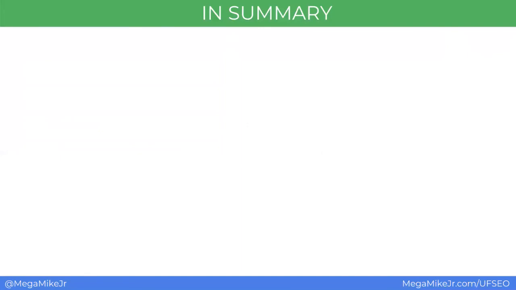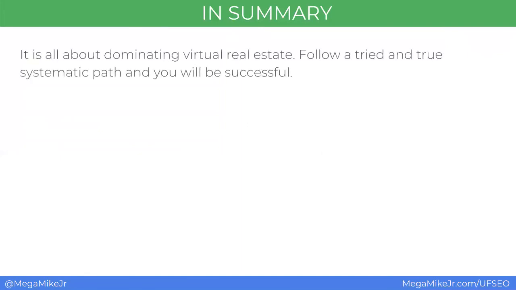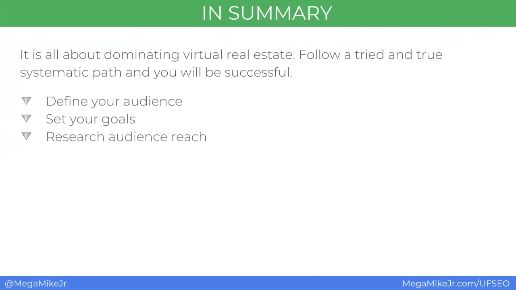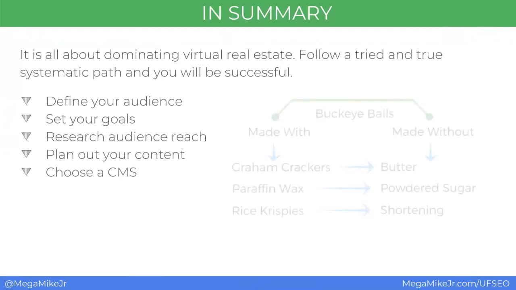So with that, I left some time to leave questions, but in summary, it's all about dominating virtual real estate. Everything that you do in this sense, you want to own top positioning for when it comes to an SEO strategy. You have to follow a tried and true systematic path, and you will be successful. We've talked about defining your audience, setting your goals, researching audience reach, and planning out your content just as much as we talked about choosing a CMS.